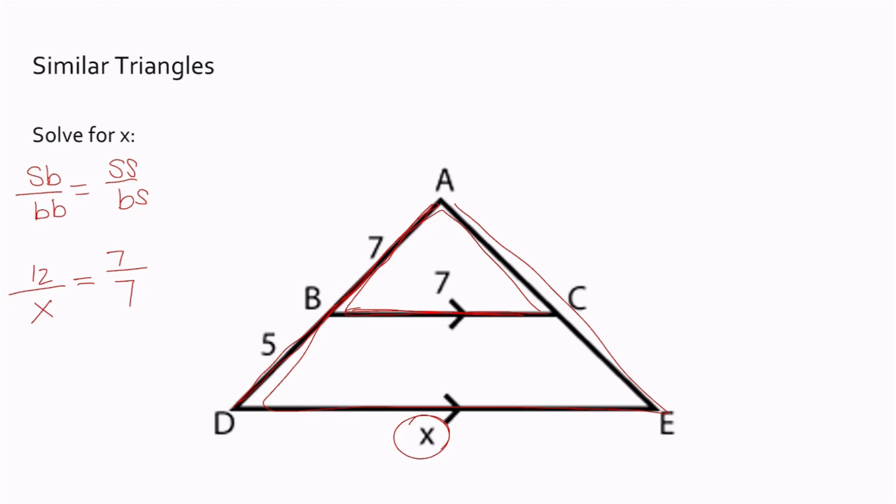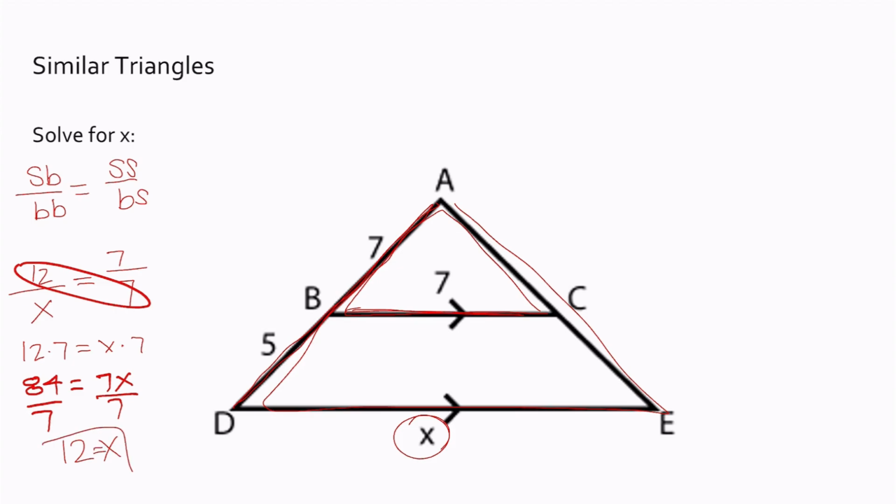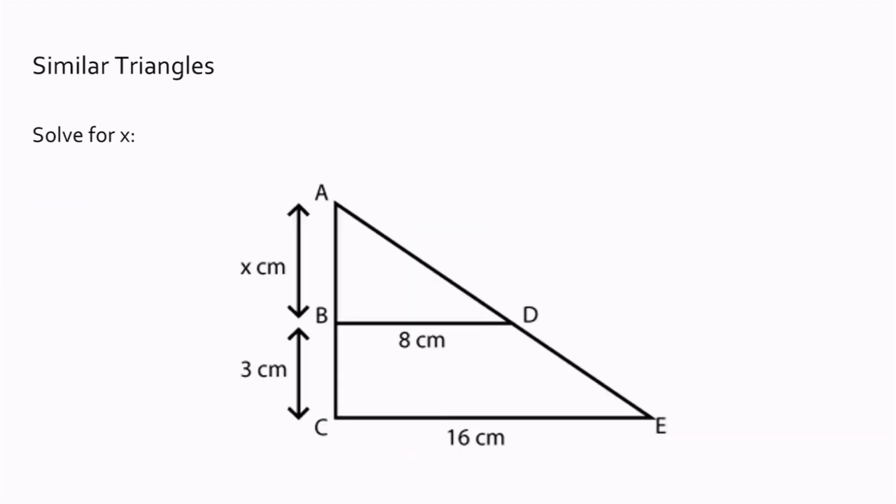So I can cross multiply here. 12 times 7 equals x times 7. 12 times 7 is 84. 7x, divide both sides by 7, and I get 12. X equals 12. So this bottom piece is 12 units long. Pause this video and give this one a try.